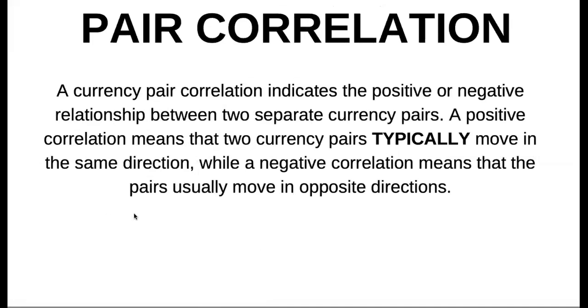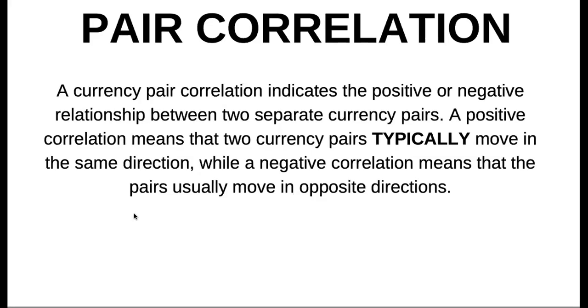The next thing that you want to make sure that you are aware of is pair correlation. A pair can have positive or negative correlation, which means that if it has positive correlation, those pairs typically move in the same direction. And if they have negative correlation, then they typically move in the opposite direction. This is going to be very important when you are creating your trading plan, when you are deciding on which pairs to actually trade, which are going to be your main pairs.